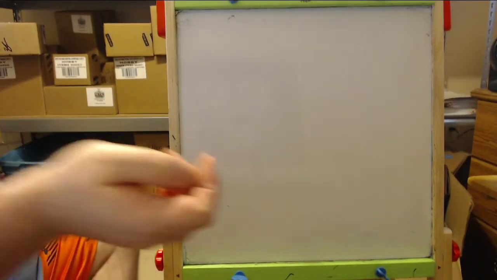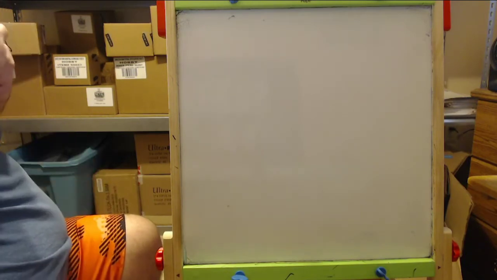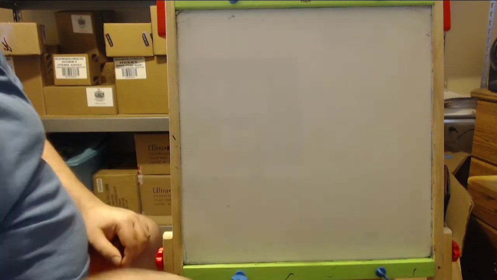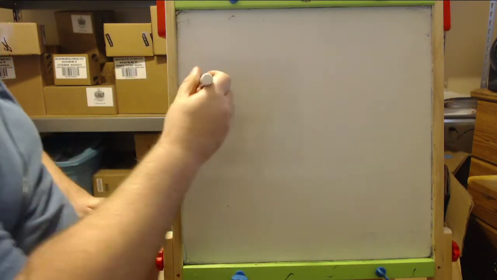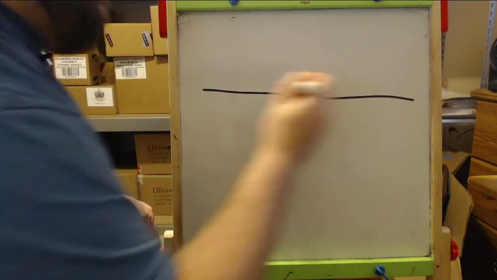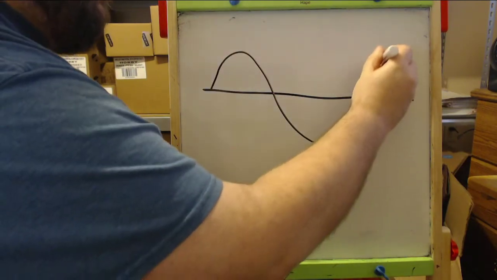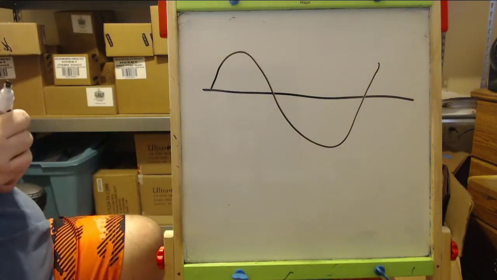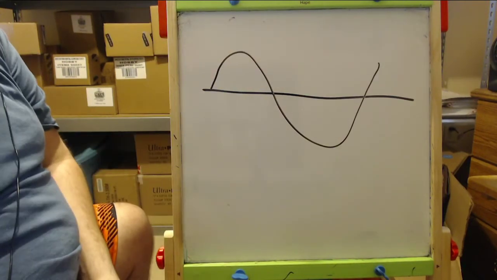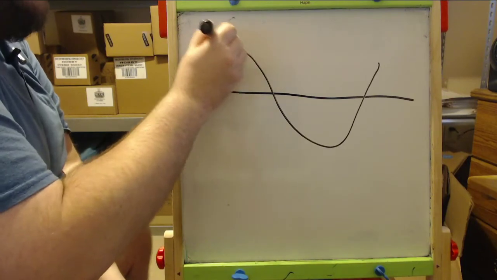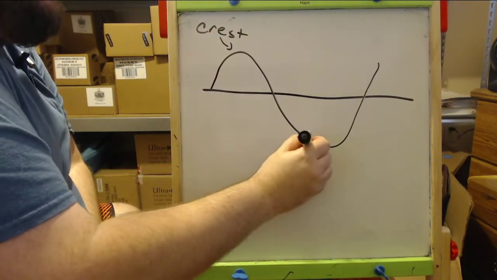So here's what we got for a wave-like fashion here. All right, so let's take a look. We have a baseline. And we have something like that. Again, not drawn to scale, but this is essentially what we have. We call this here a crest. This is a trough.